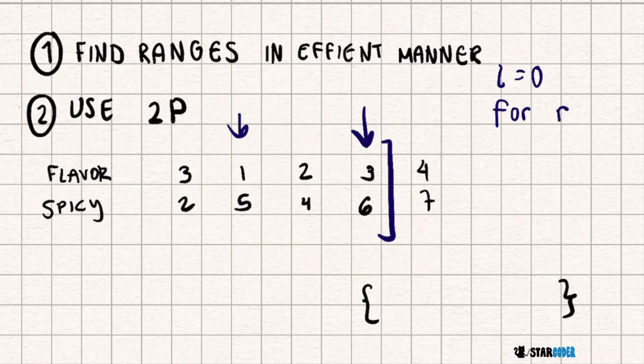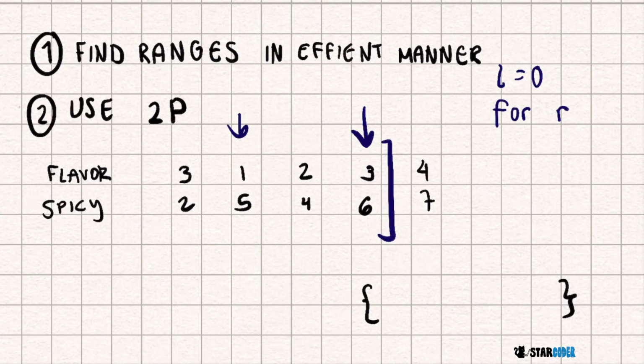And if we were brute forcing, we would basically have our L, but we're going to use 2 pointers, which means we're not going to have another L in here. We're going to have L here, and every time we move R, we're going to keep L at its original value.